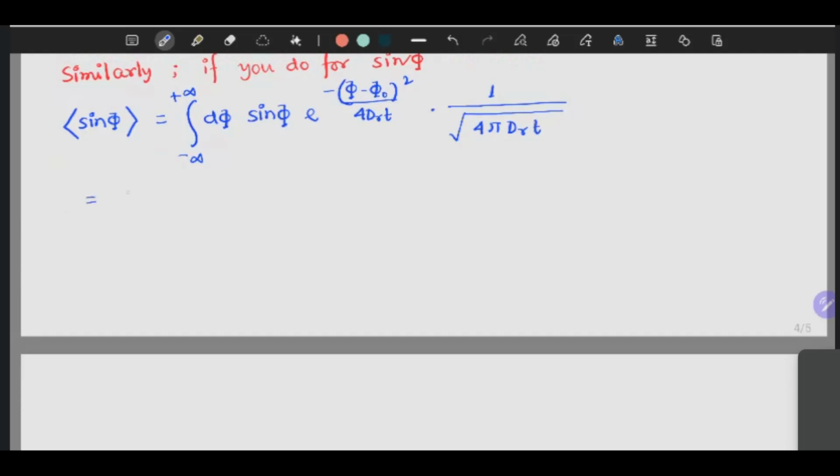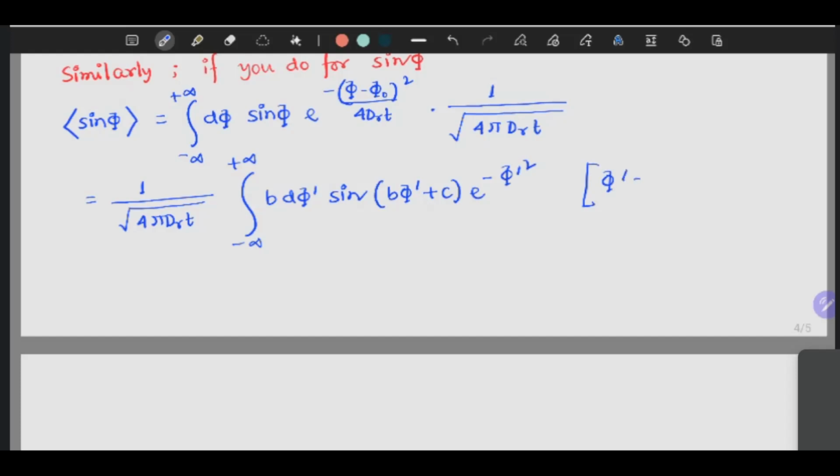So similarly, 1 by root over of 4 pi drt into minus infinity to plus infinity d phi prime sine b phi prime plus c into e to the power minus phi prime square, where phi prime is equal to phi minus phi naught divided by root over of 4 drt, and b is root over of 4 drt. That is what we have written in terms of this.